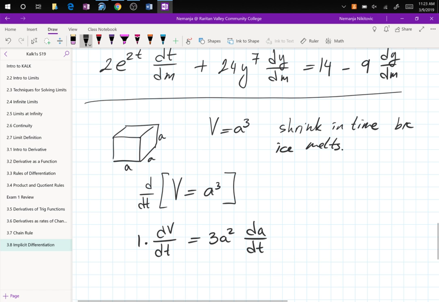So this is your implicit differentiation that you have to know to come up with a formula which relates the rate of loss of volume with the rate of loss of length of a side of a cube. And that should be common sense. As each edge of this cube is getting shorter because ice is melting, the volume is getting smaller because you're losing ice. You're losing the volume of the object.